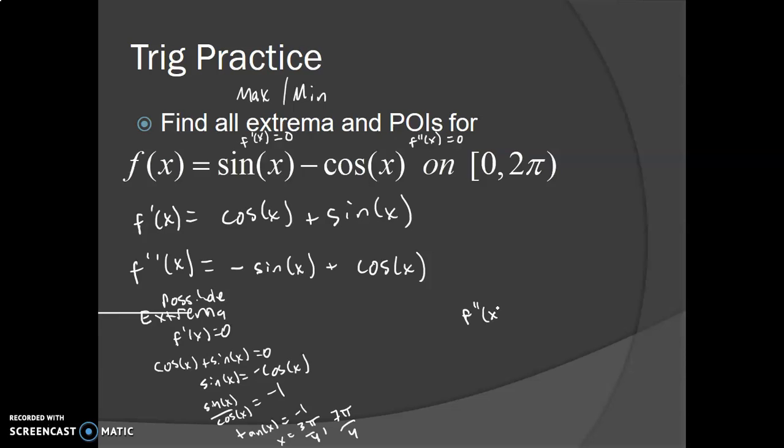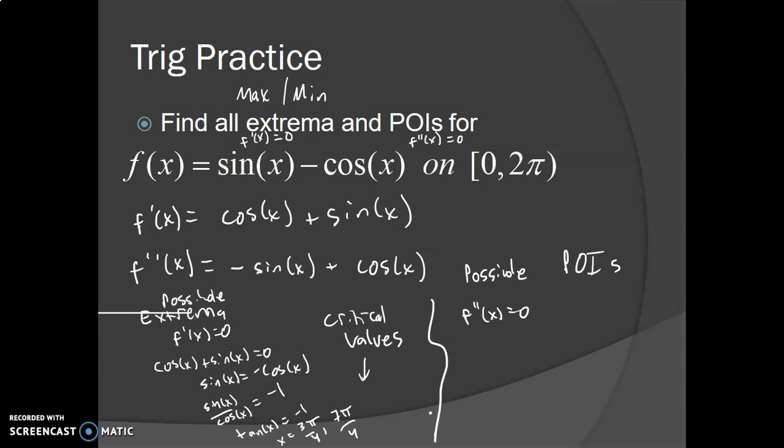Find out when the second derivative is equal to 0. That's going to give me my possible POIs. And again, these are critical values. Critical values are another name for possible extrema. Actually, critical values are the x values that go with critical points, and critical points are where you would have the possible extrema, because the extrema are going to be the y values that go with these critical x values.